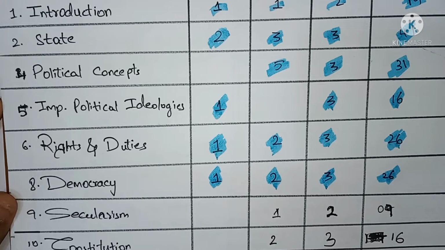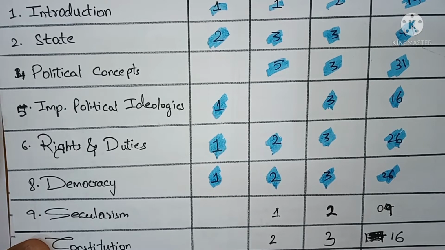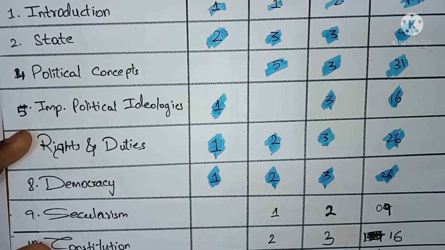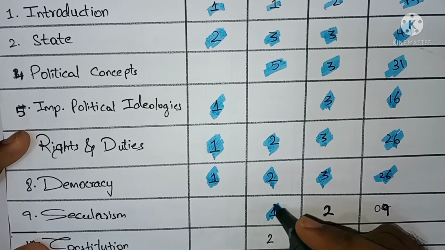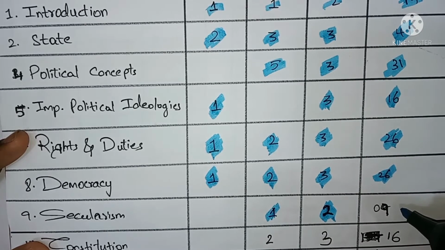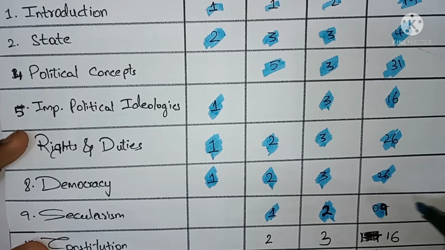Then next comes Secularism. In Secularism, there is no essay answer from this chapter. There is one short answer and two very short answers from Secularism. So the overall marks is 9 marks.